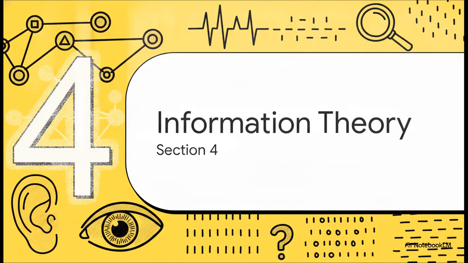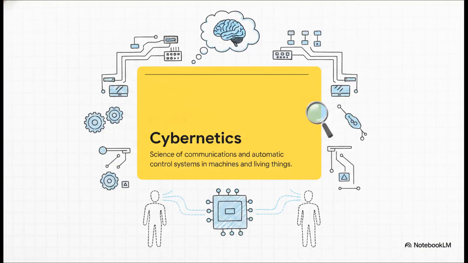Okay, let's move to part 4 and see how this all builds to the birth of information theory. This is the ultimate twist of our historical detective story. But first, we need to define cybernetics. It is the science of communications and automatic control systems in both machines and living things. The foundational principles of modern computing didn't just emerge in a vacuum. They were completely and totally intertwined with the necessity of overcoming human physical limitations.